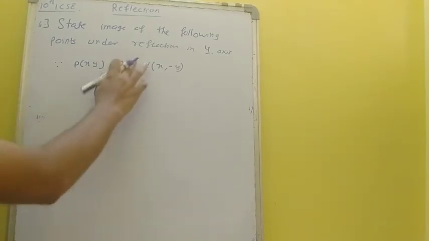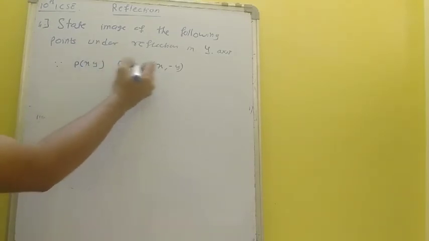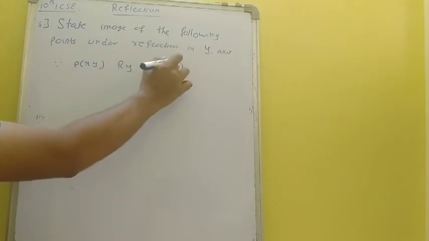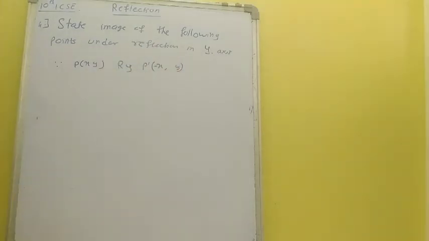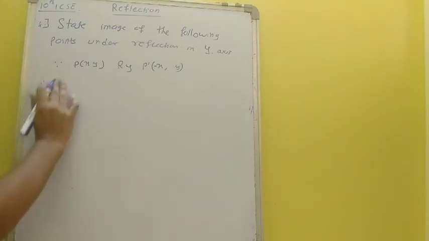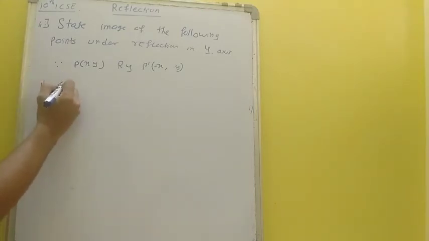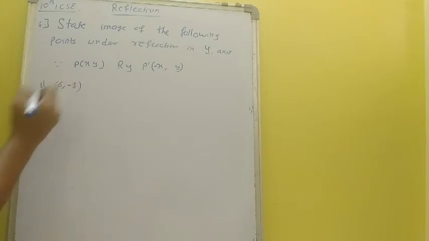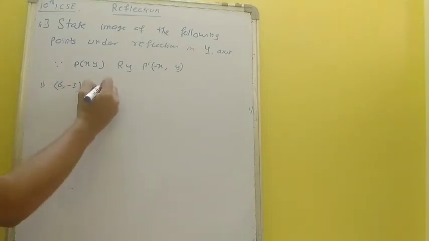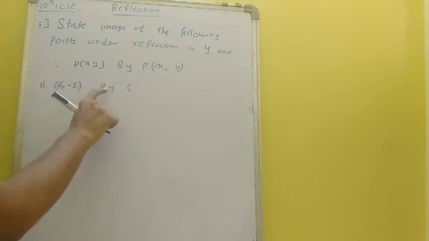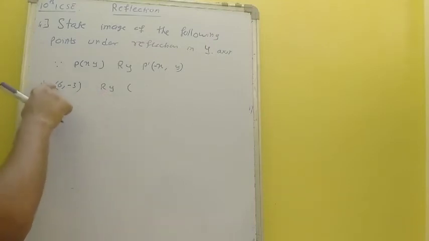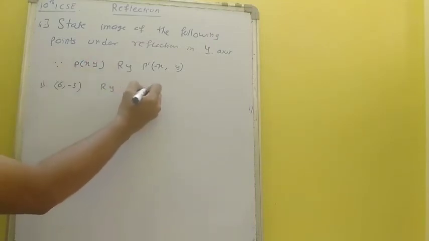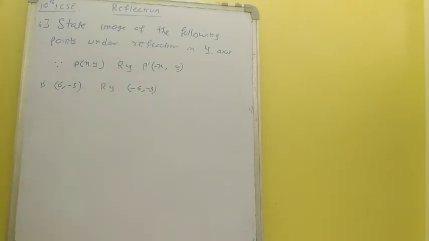So, if the points are reflected in y-axis, coordinates of x will change, but y will remain as it is. Okay, let's see which questions we are having. The very first one is 6, minus 3. It is reflected in y-axis. As it is reflected in y-axis, x will change. 6 will become minus 6, minus 3 will be as it is.